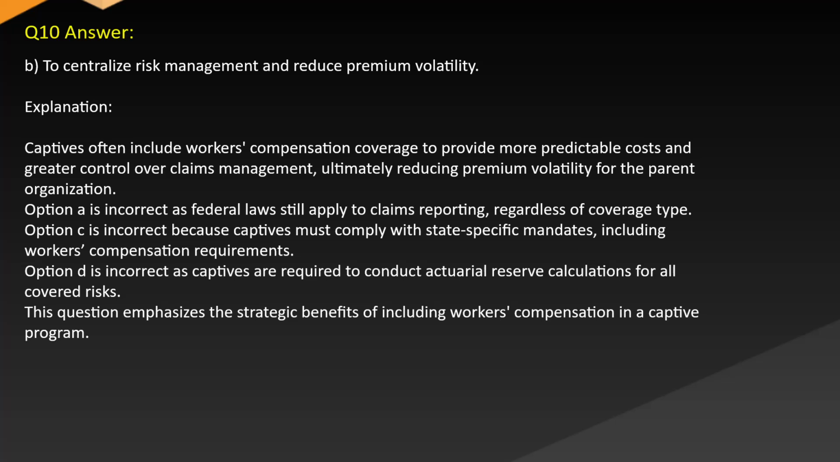Option A is incorrect as federal laws still apply to claims reporting regardless of coverage type. Option C is incorrect because captives must comply with state-specific mandates, including workers' compensation requirements. Option D is incorrect as captives are required to conduct actuarial reserve calculations for all covered risks. This question emphasizes the strategic benefits of including workers' compensation in a captive program.